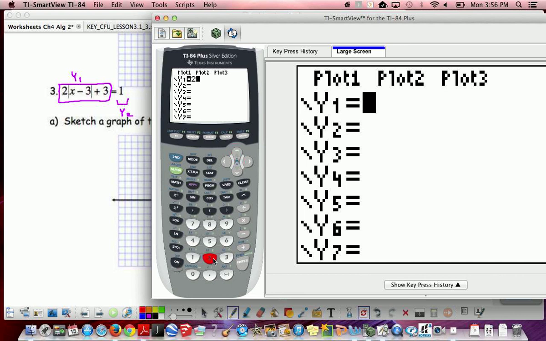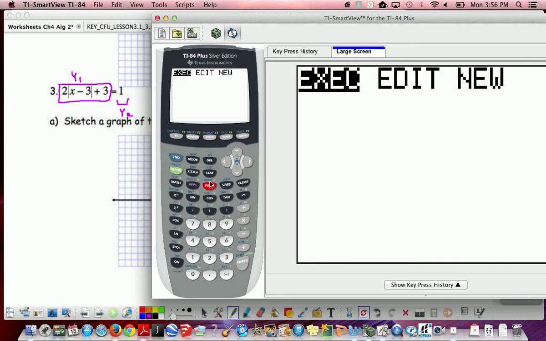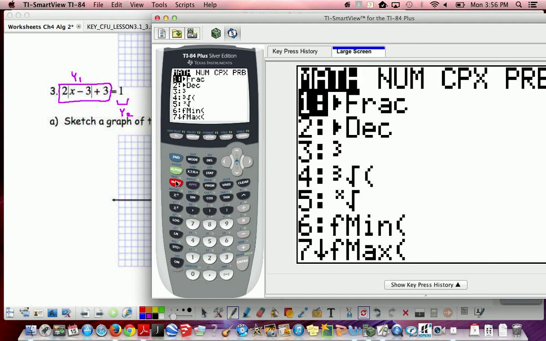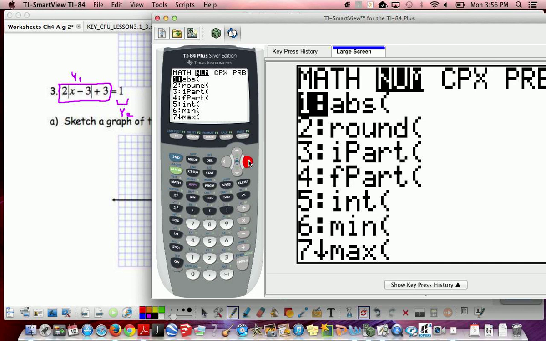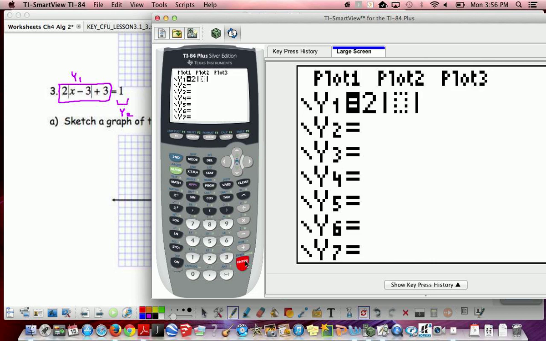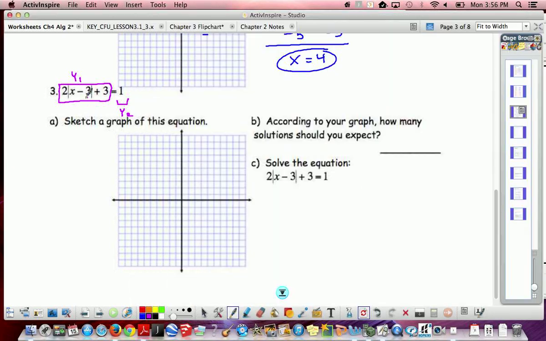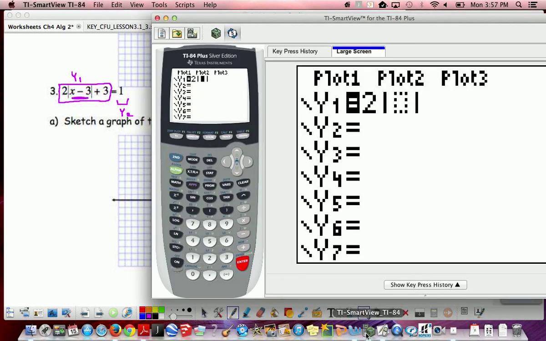So I want to go 2, and then I want to do absolute value. So to get the absolute value, hit your math key. Whoops, it helps if I hit my math key there. So I hit math. If you go under number, you'll have the symbol that says ABS with parentheses. Now, depending on your calculator, when you hit ABS, it's either going to give you the bars or it's going to stay ABS. But you want to put everything that's in that box, this x minus 3, right where this box is.